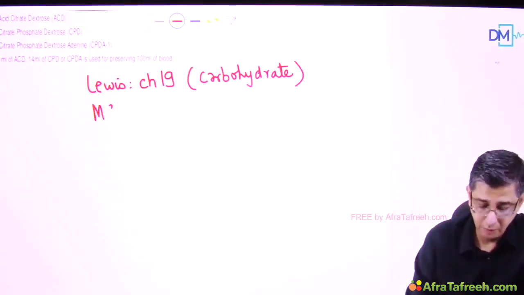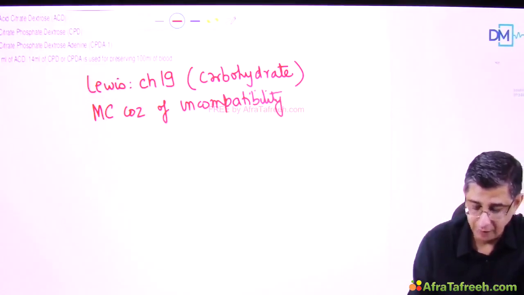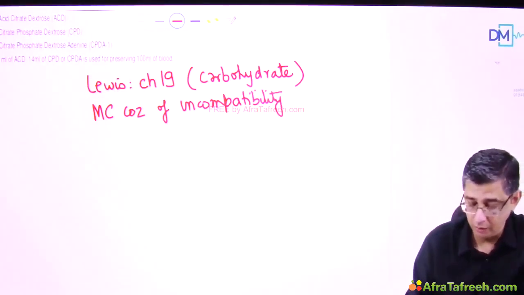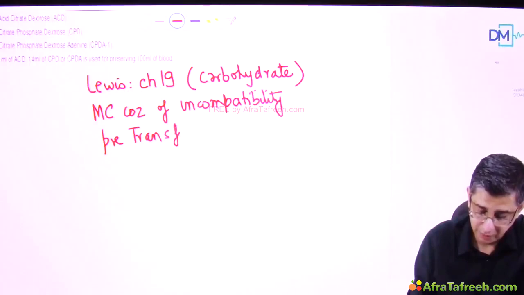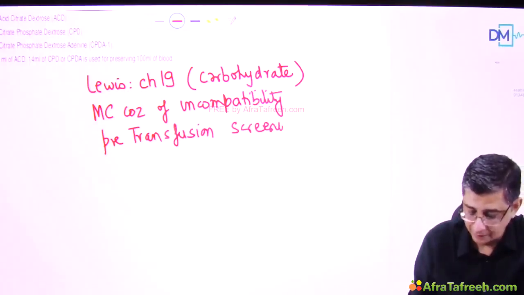If they ask in the exam what is the most common cause of incompatibility with respect to pre-transfusion screening, then most of the people tend to answer the ABO system as being the villain, which is not the case. The most common cause of incompatibility with respect to pre-transfusion screening should be answered, I repeat again, not as ABO system, but as the Lewis antigen.